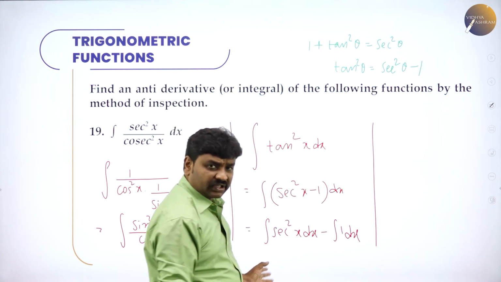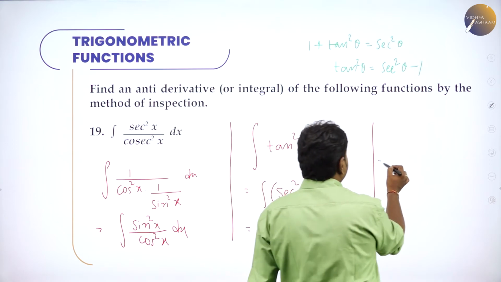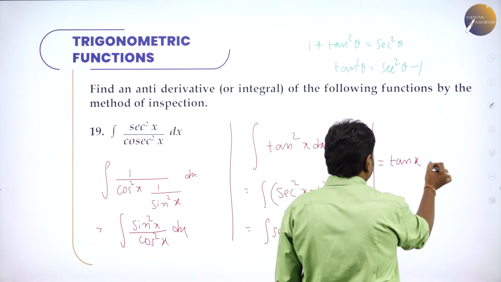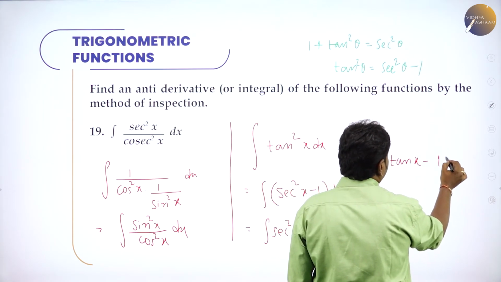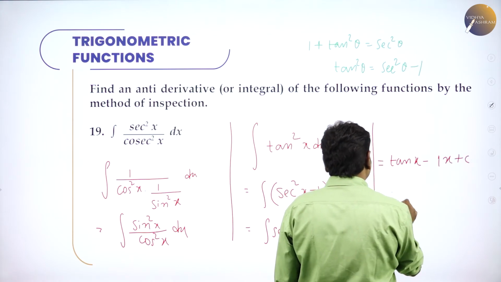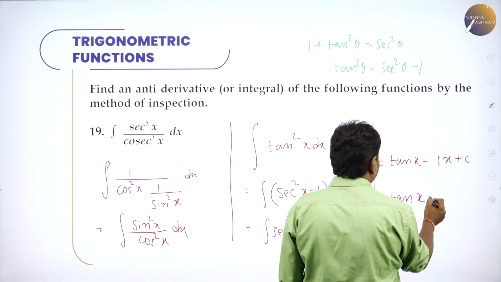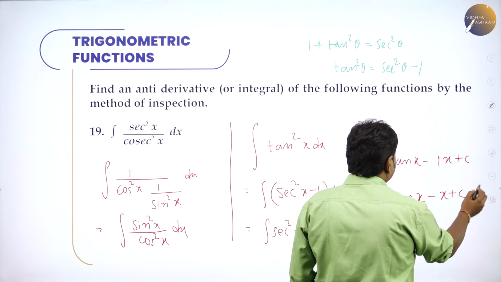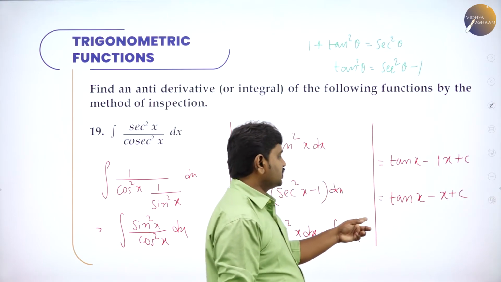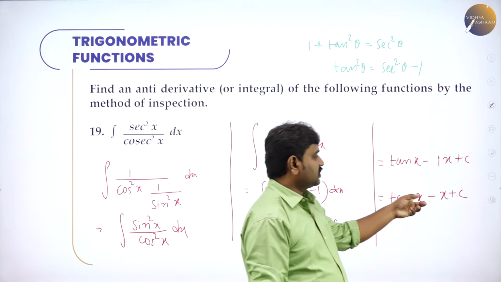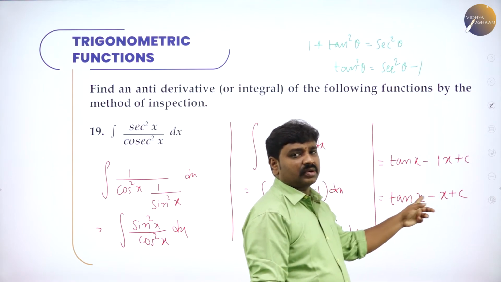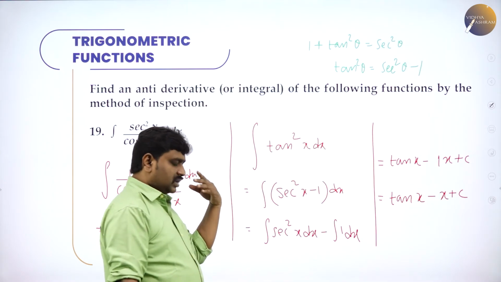So what is integration of secant square x? In the formula list, tan x. And what is integration of k dx? Kx. 1 dx is 1x plus c. So final answer is tan x minus x plus c. If you differentiate this, tan x is secant square x and this is 1. Secant square minus 1, it will become again tan square x.